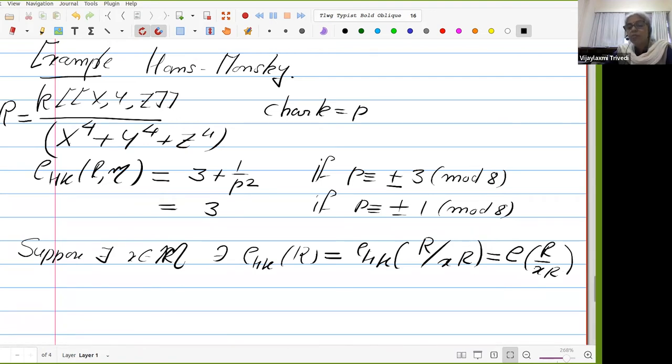Now, for Hilbert-Samuel multiplicity, there is no characteristic involved, right? So this is a characteristic-free thing. So obviously, this cannot be equal to this. So this is not possible. Okay.